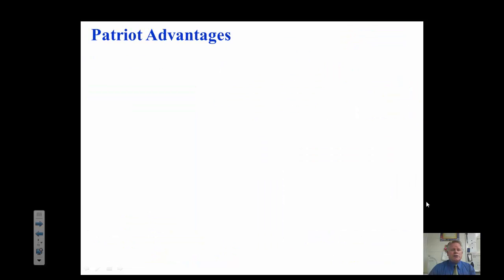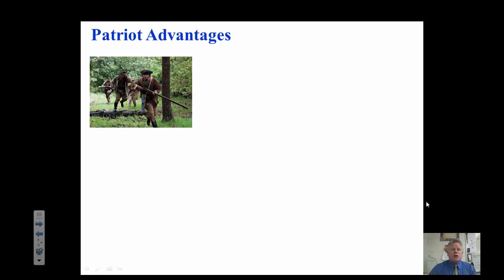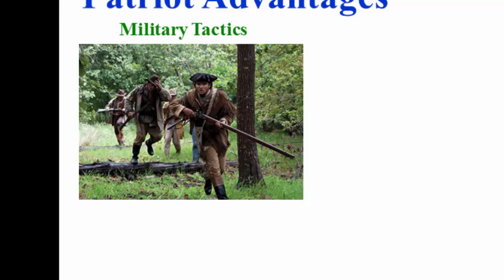Patriot advantages. Although they had disadvantages, they had some advantages too, and they had some good ones. So their first advantage was their military tactics. The British were used to fighting the European style, where they'd all be out in the open and all lined up in their rows.